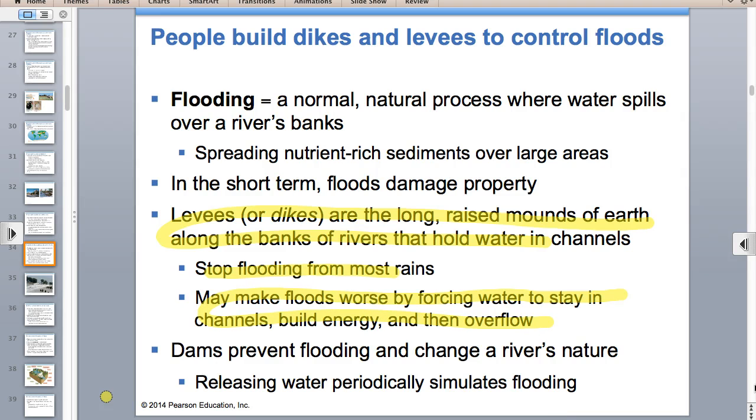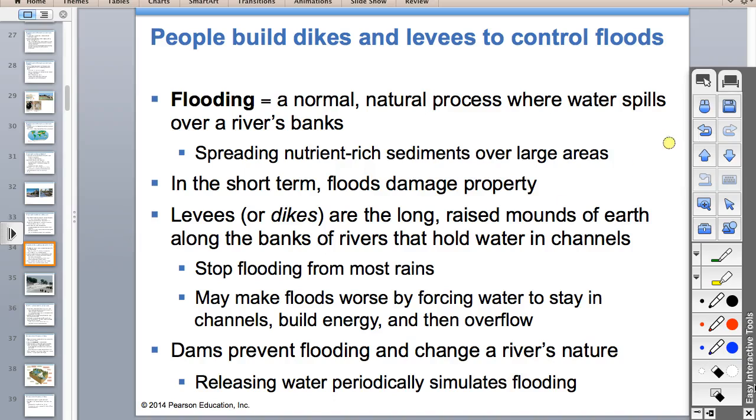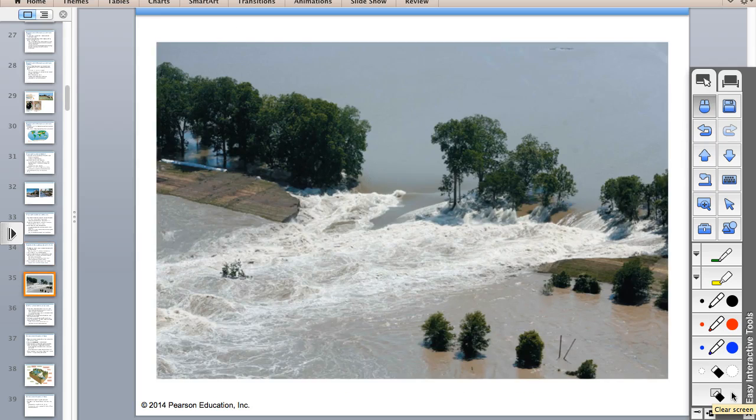Okay, so like I said, levees actually can make flooding worse because they make the water go faster, and they prevent that siltation. That's what it's called. When you deposit silt on a riverbank, it's called siltation. So that's when a levee fails.